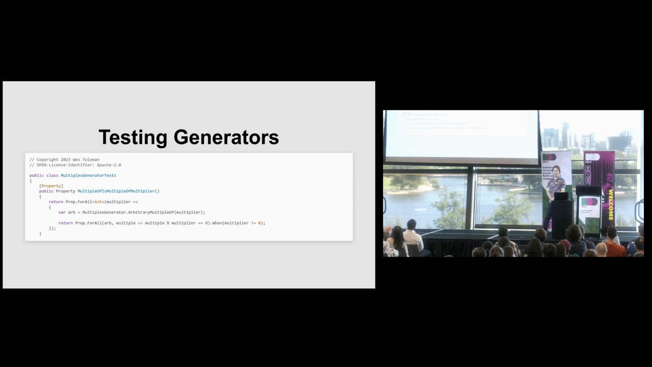A good way to ensure that generated data fulfills the right preconditions is to write tests for your generators. Here, we're testing that our multiples are multiples of a multiplier. If you have well-tested generators, you can then compose them to test more complex scenarios.